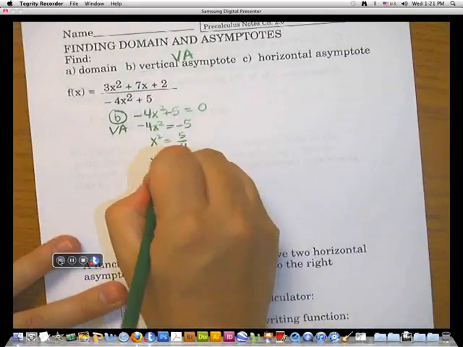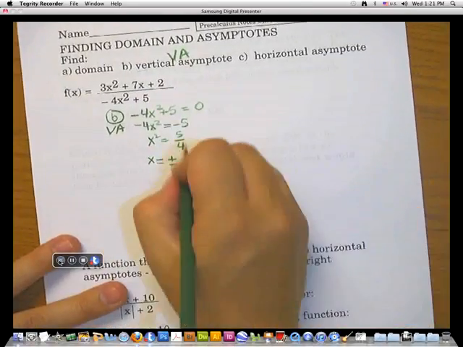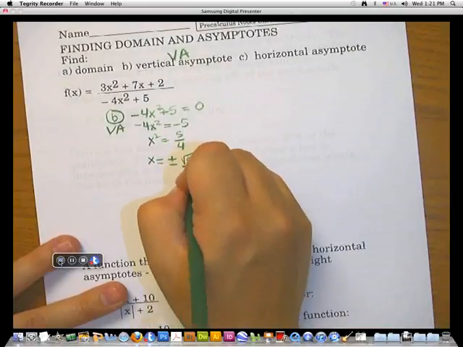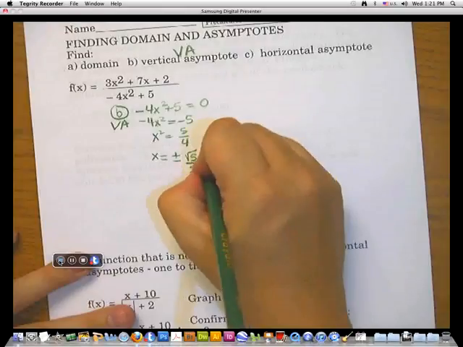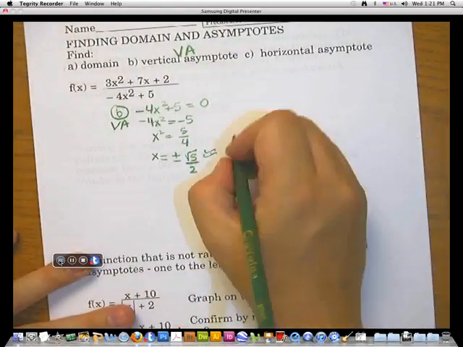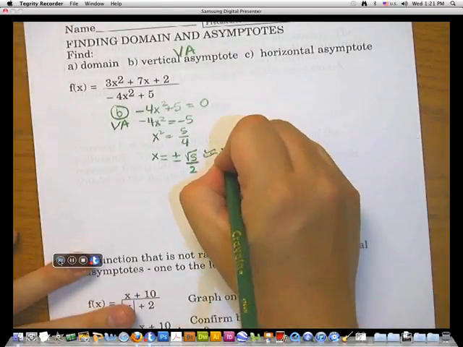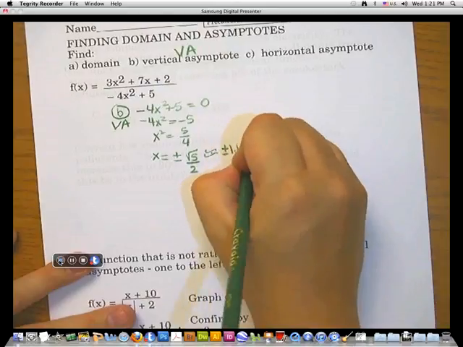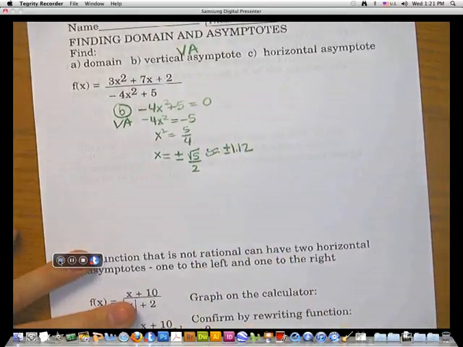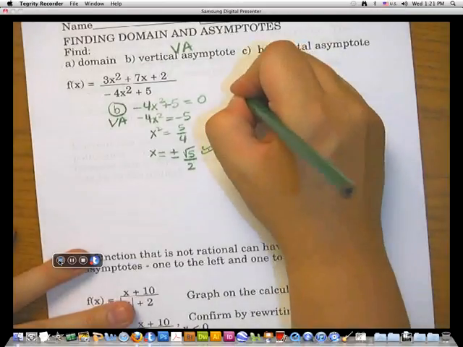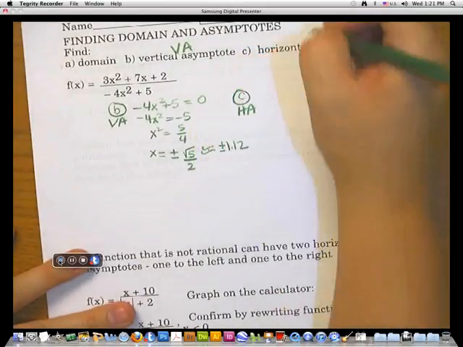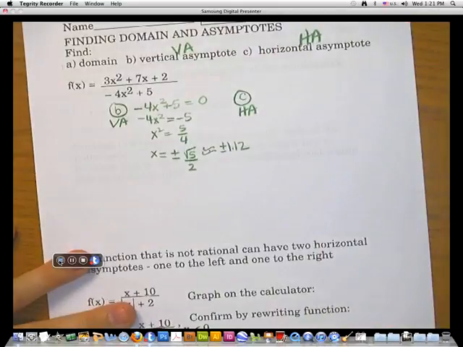When I square root, I get 2 answers. The square root of 5 and then the square root of 4 is 2. These are going to have approximations. Punch them in a calculator. You're going to get plus and minus 1.12.